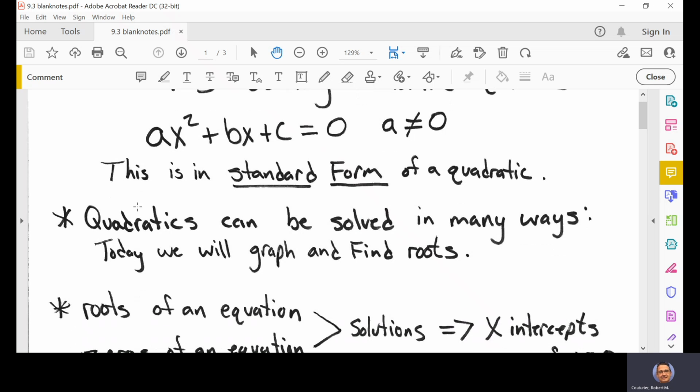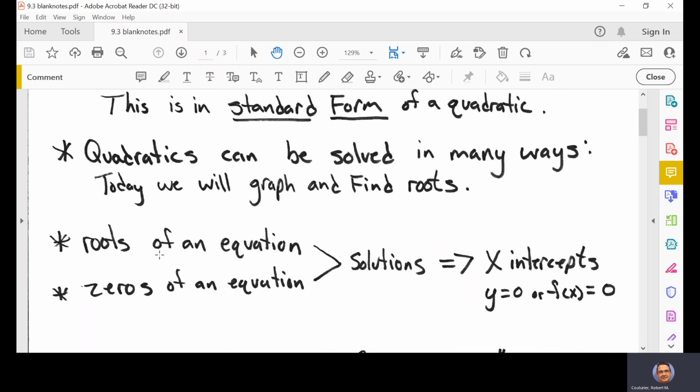Quadratics can be solved many ways, like we just said. Today we are diving into the root method, both graphically as well as computationally. We have to remember in math a lot of terms mean the same thing. So zeros, solutions, all of these flow down to x-intercepts. Or in other words, when y equals 0, what is the value of x? Or f of x, remember, f of x is the same thing.